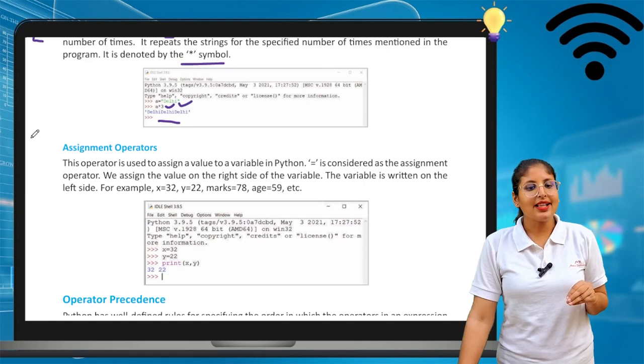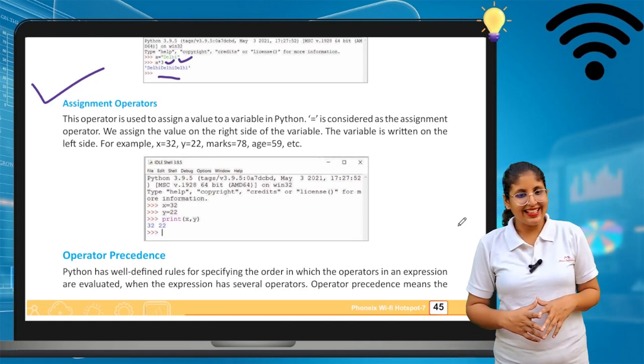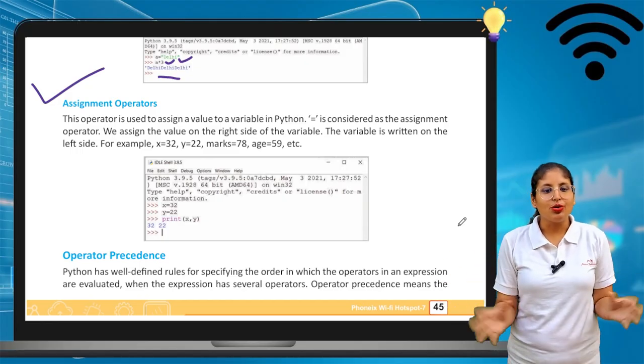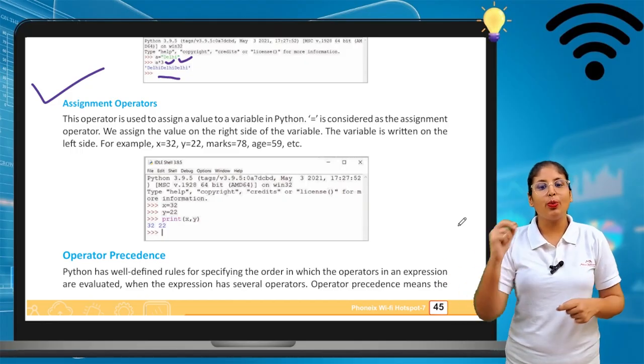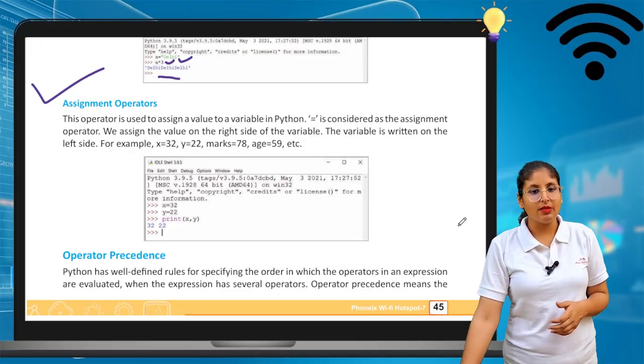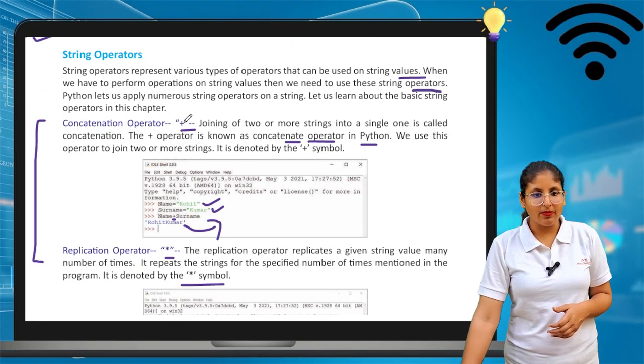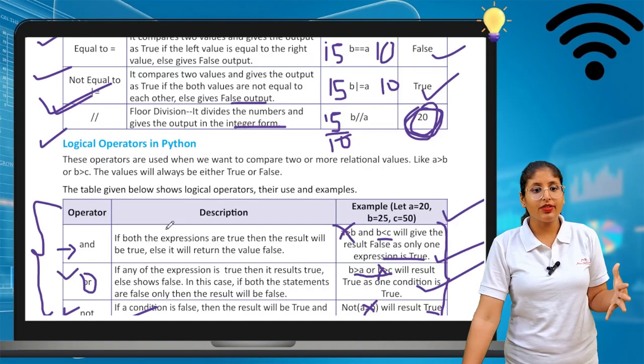Now, assignment operators. What do assignment operators do? This operator is used to assign values to a variable in Python. Equal is considered the assignment operator, so the sign of this is the equal to sign. The string operator sign is plus, and the multiplication sign is there. Okay, so everyone has different signs.